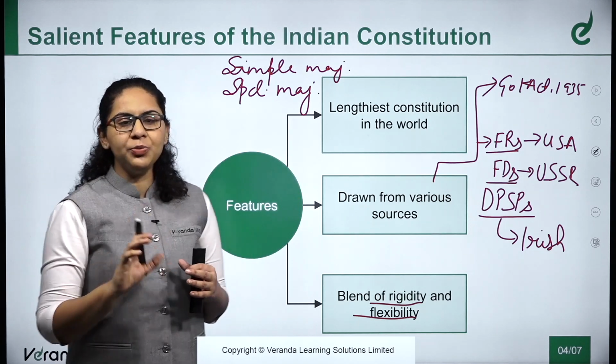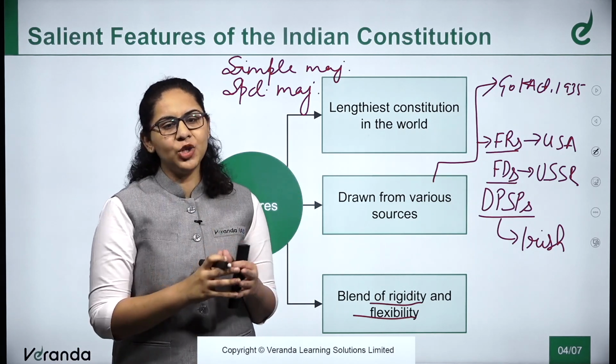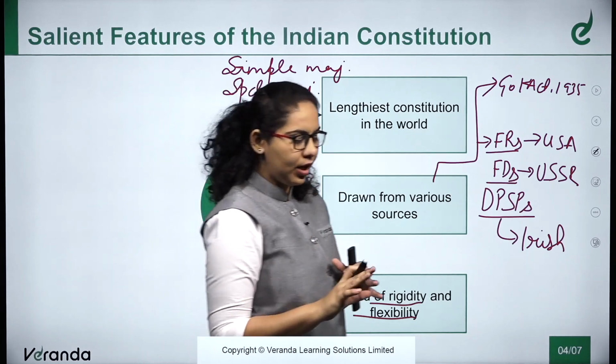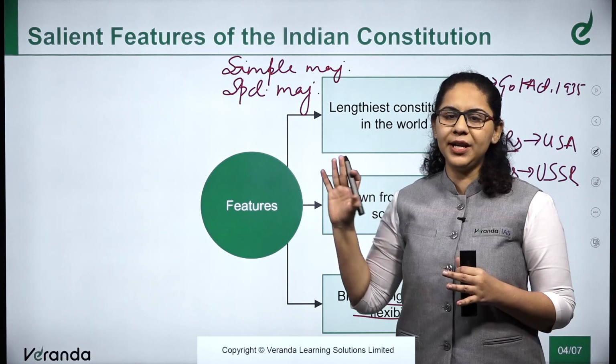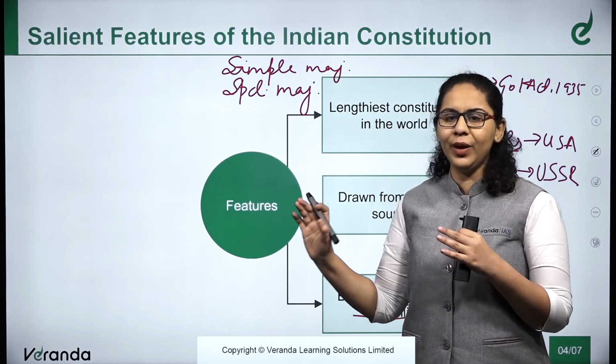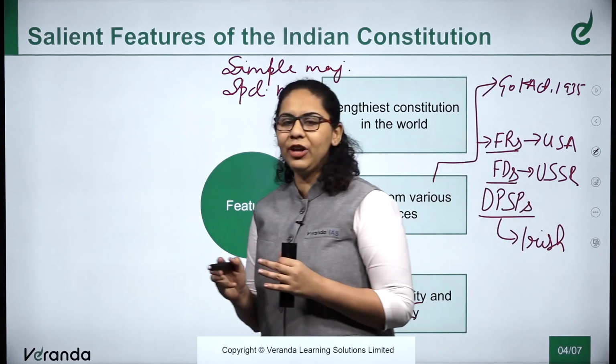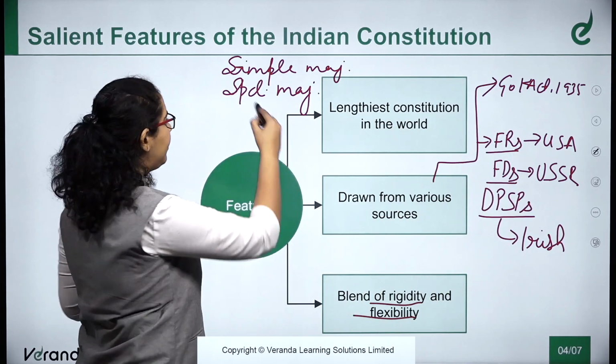So, those provisions which can be amended by simple majority make the Indian constitution flexible, like they can be amended like a simple law. We amend a law or an act in an easy way, no need of state ratification, no need of special majority. That way we can amend some provisions by simple majority.